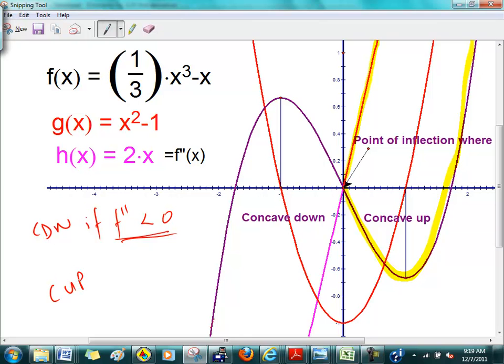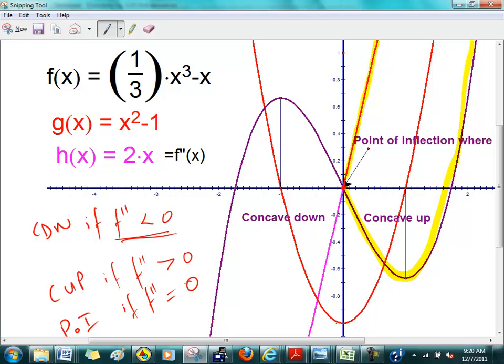So again, concave up is CUP, cup. If f double prime is greater than 0. What do you think f double prime is here? 0. So point of inflection, POI, point of inflection, if f double prime equals 0.